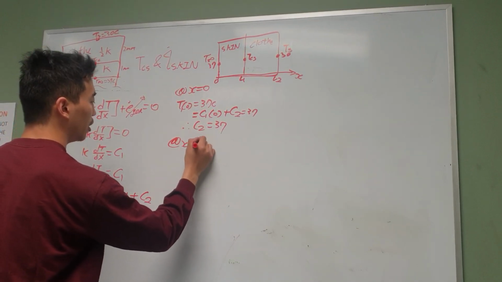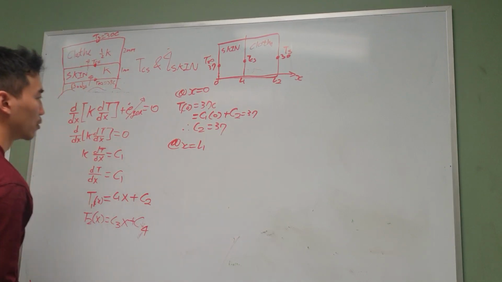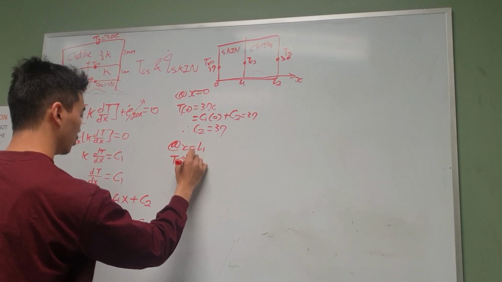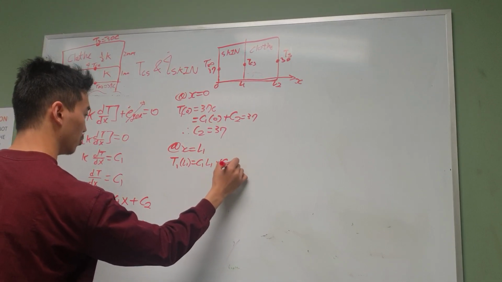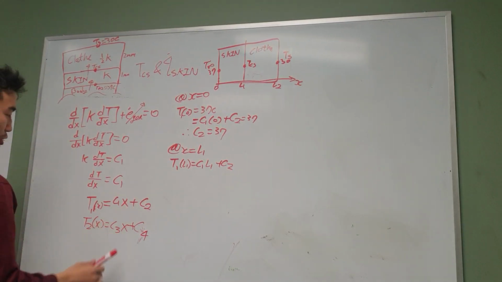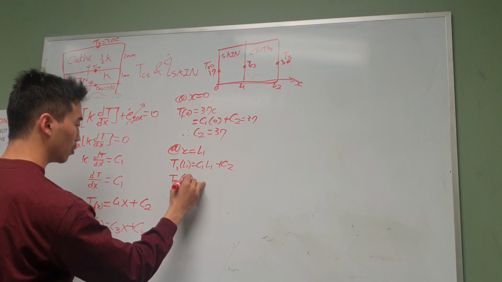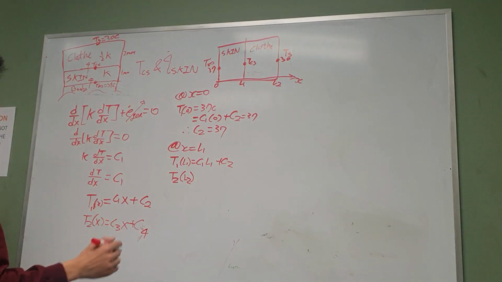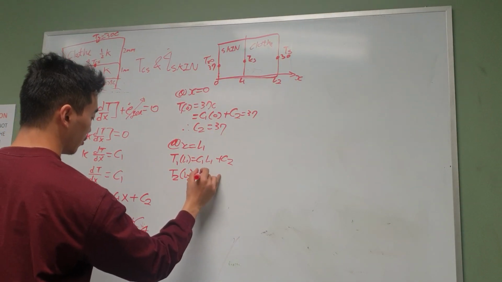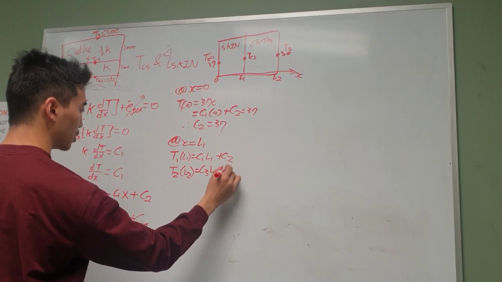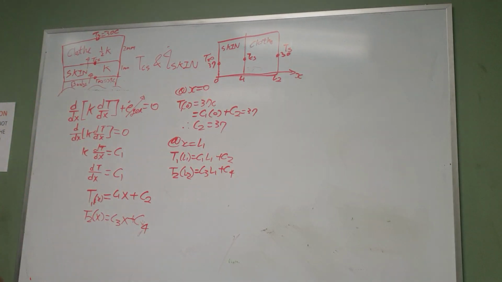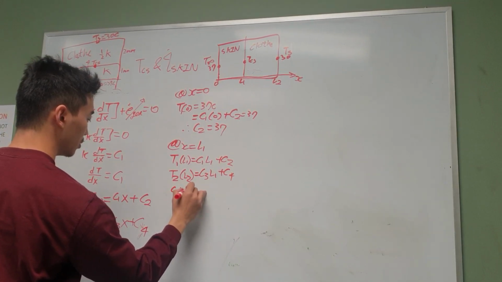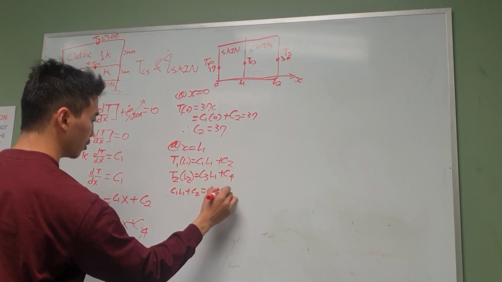Second boundary condition is x is equal to L1. So at T1, L1 is C1 L1 plus C2, just plugging the L1 into this equation. At T2, since this is the interface of both skin and cloth, both equations apply in this area. So it's C3 L1 plus C4. We can combine this, and we know they're the same temperature at this interface. So we can say C1 L1 plus C2 is equal to C3 L1 plus C4.